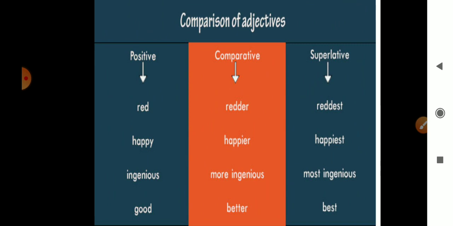Again the same: red, redder, reddest; happy, happier, happiest; ingenious, more ingenious, most ingenious; good, better, best.